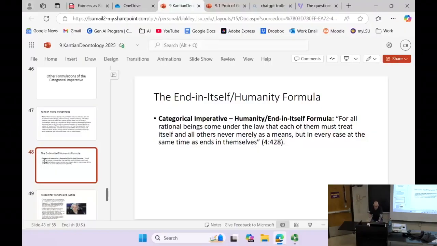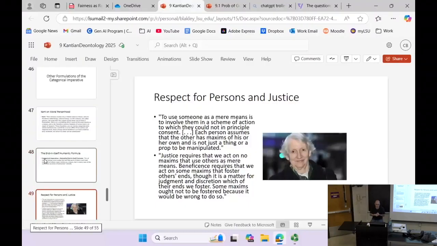So what does he really mean here by a mere means? Because it's clear we're using each other in various ways on a loose notion of use, right? So here's Onora O'Neill that helps us with this. She says, to use someone as a mere means is to involve them in a scheme of action to which they could not, in principle, consent. So informed consent is going to play a big role in Kantian ethics. Each person assumes that the other has maxims of his or her own and is not just a thing or a prop to be manipulated.